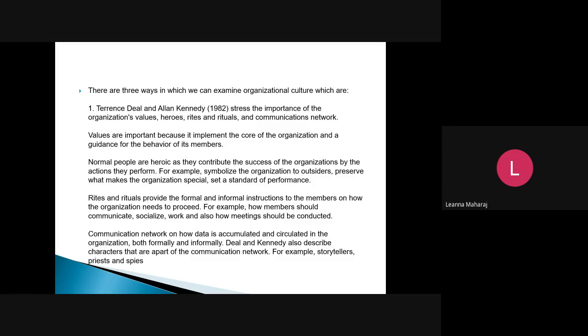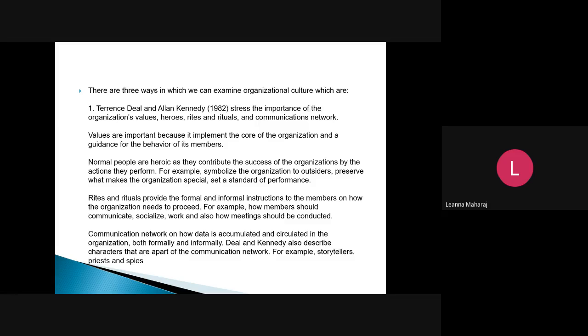Communication network relates to how information is accumulated and circulated within the organization, both formally and informally. So Deal and Kennedy also describe characteristics that are part of the communication network. For example, storytellers. They interpret what is going on in the organization. What they say could be true or it may not be true because it reflects their perception of what they see happening within the organization.